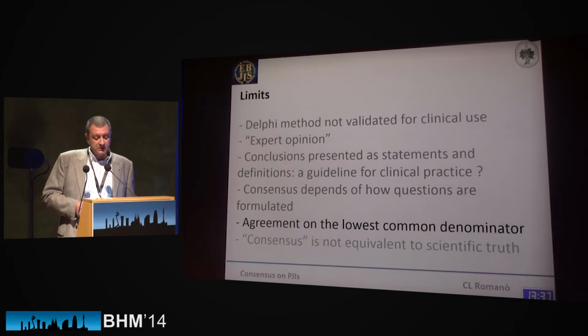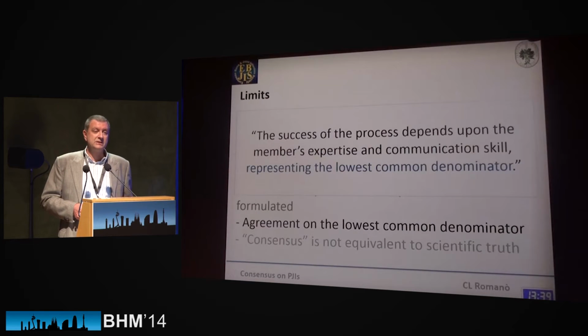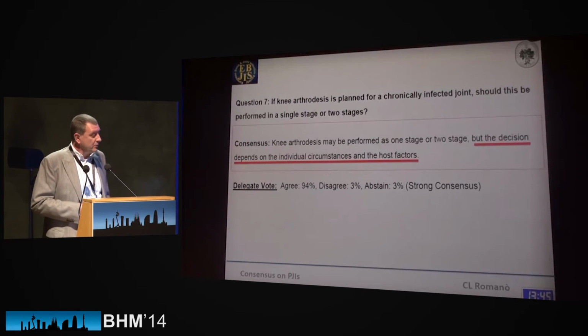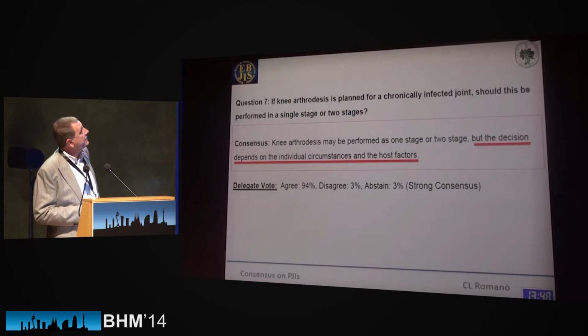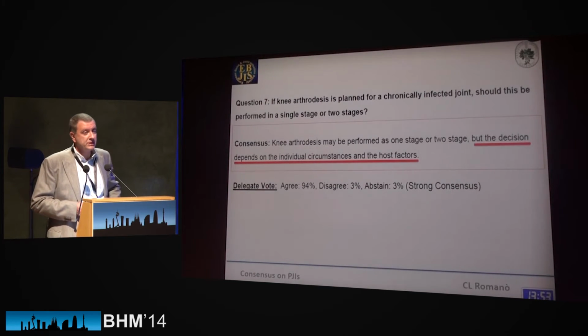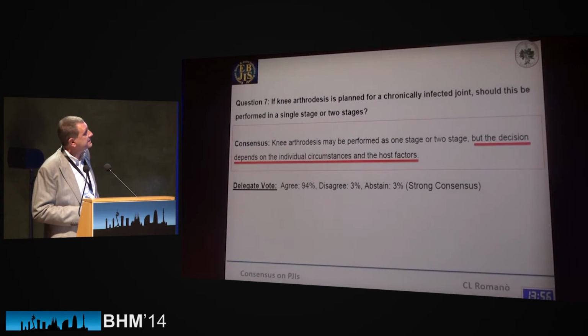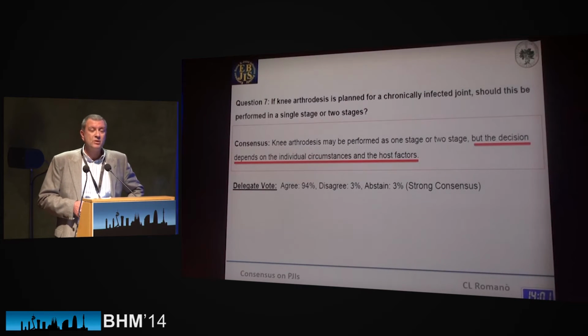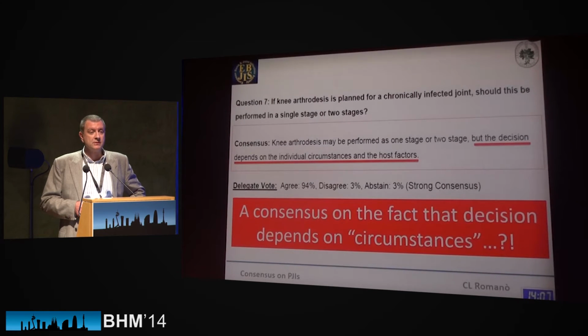Intrinsic in the Delphi method is that the consensus is on the lowest common denominator. If you pose a question like this, if knee arthrodesis is planned, should this be performed in a single or two-stage procedure? And you make an answer like this, the decision depends on the individual circumstances. What is the scientific knowledge of this kind of consensus? To say that you may choose one stage or two stages depending on circumstances, do we need this statement?